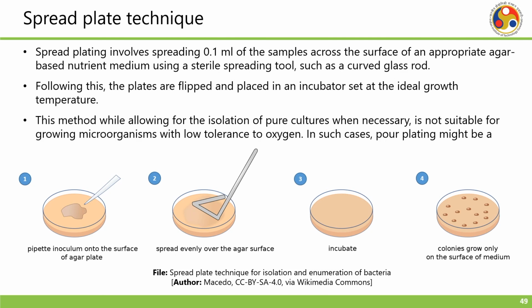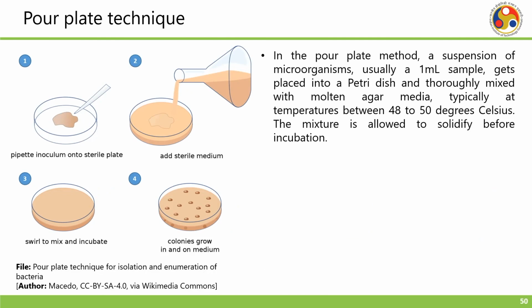This method allows for the isolation of pure cultures when necessary. It is not suitable for growing microorganisms with low tolerance to oxygen. In such cases, pour plating might be a better method.